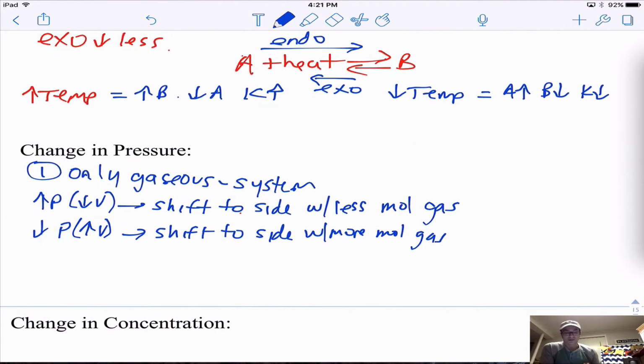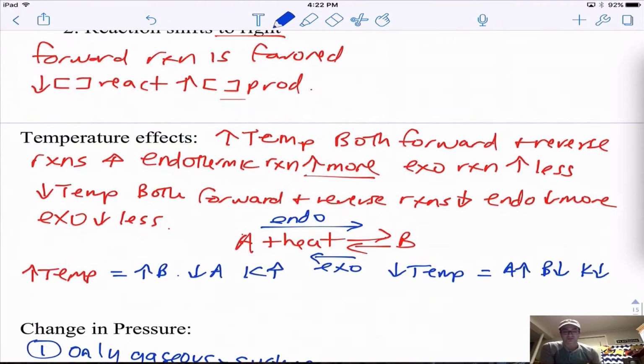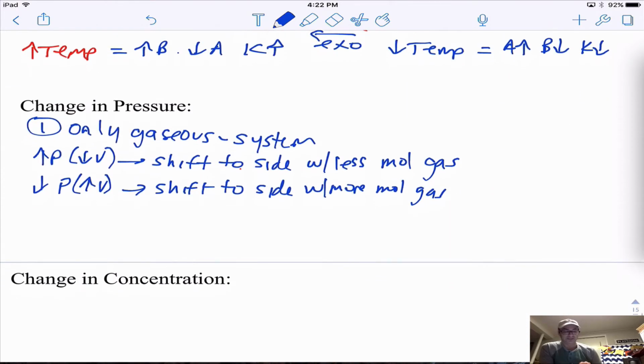Okay, so I realized that my camera was into the screen here. So I don't know if you could see this. If you missed this first part right here where it says temperature effects, or this part right here, you shouldn't have missed anything, but I'll check the video just in case.